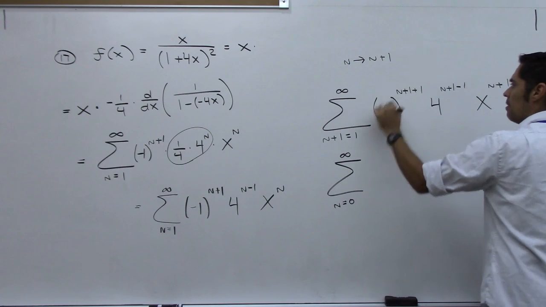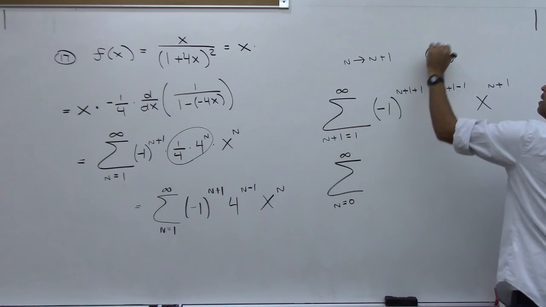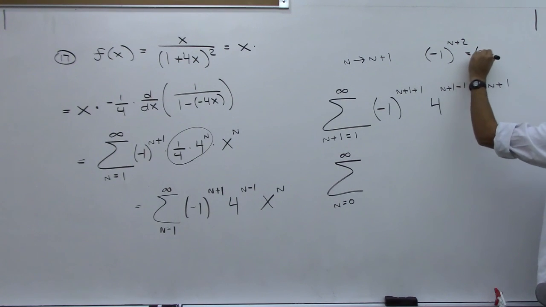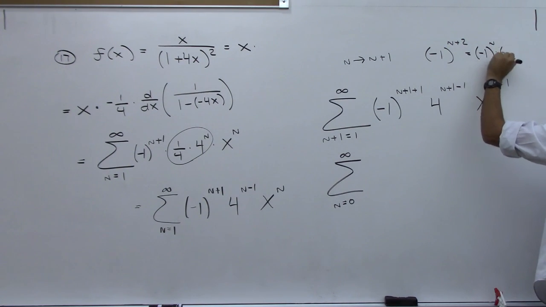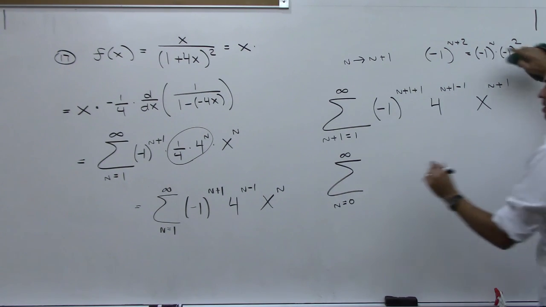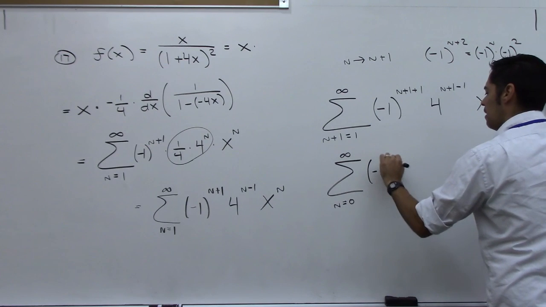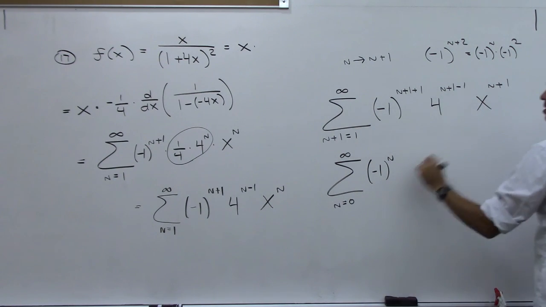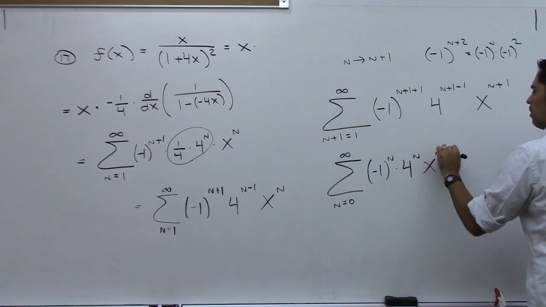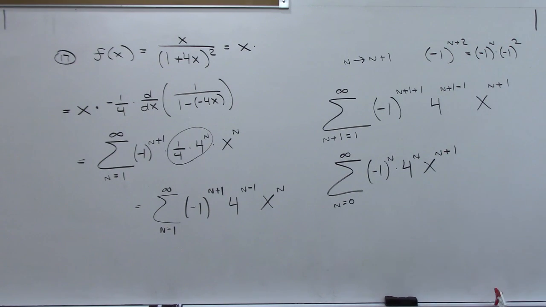This right here becomes -1 to the n plus 2, and we saw before that this is the same as -1 to the n times -1 squared. -1 squared is 1, so we don't even care about that. It's just -1 to the n. And then here, this is just going to be 4 to the n, and then here, x to the n plus 1. And that, I believe, should match what they have in the back.